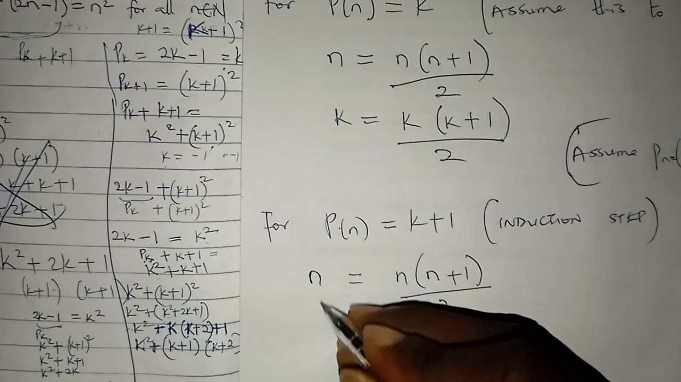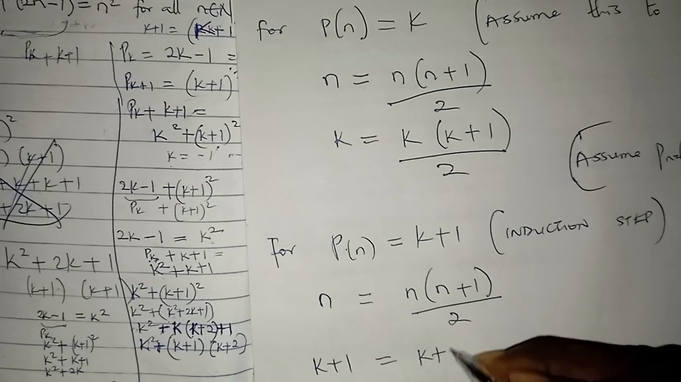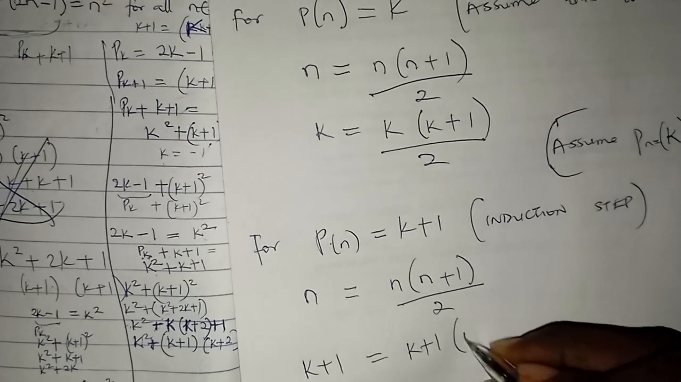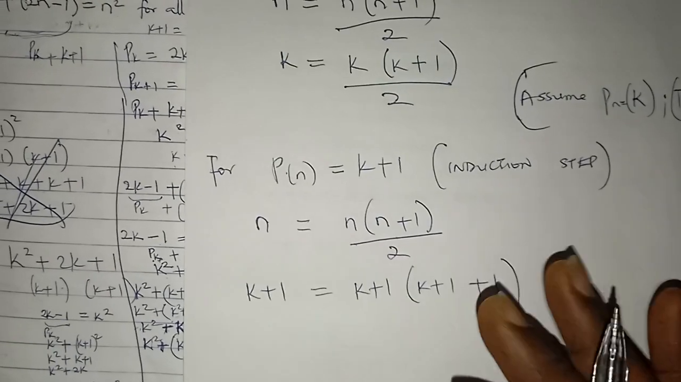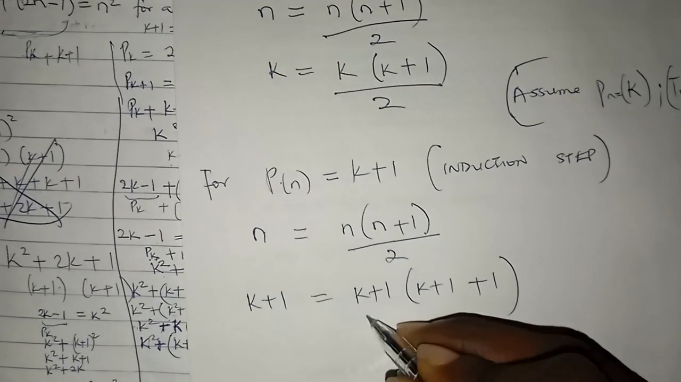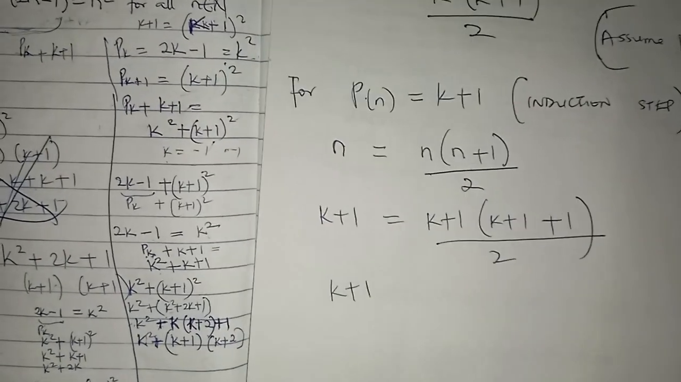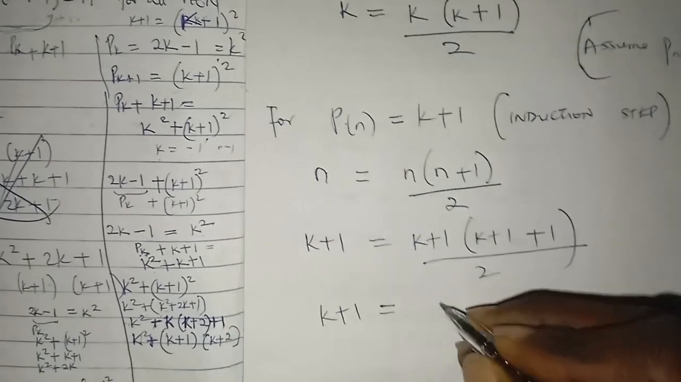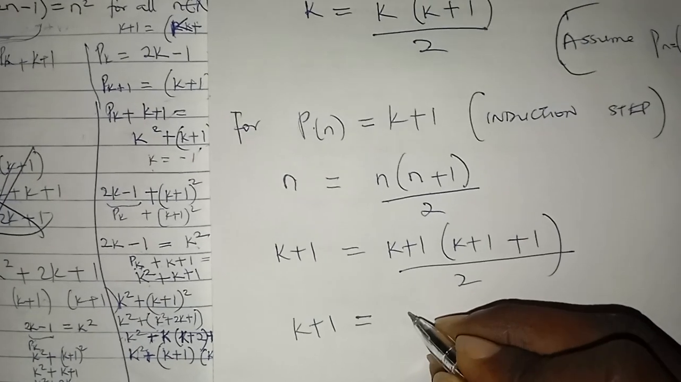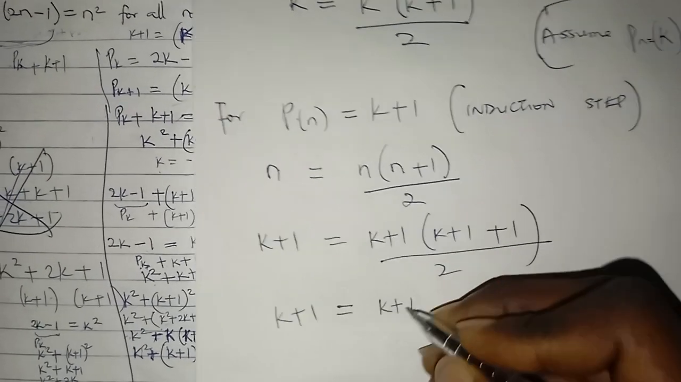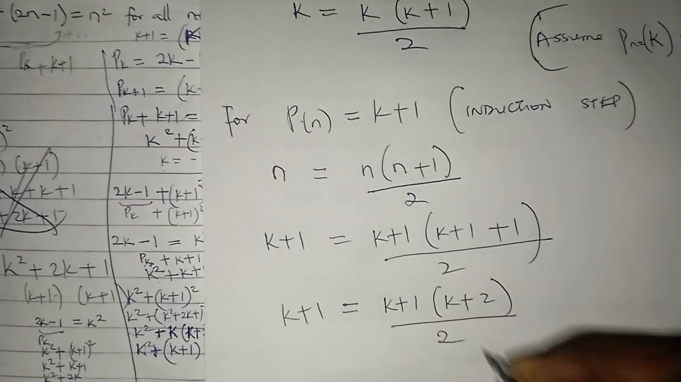Very important. So where you see n now, do k plus 1 is equals to k plus 1. Where you see n, k plus 1. Then notice that I have plus 1. So very important. This is now all over 2. So k plus 1 is equals to k plus 1 into k plus 2 all over 2.